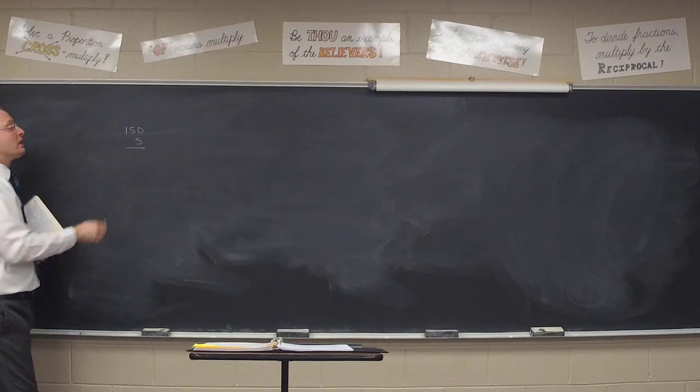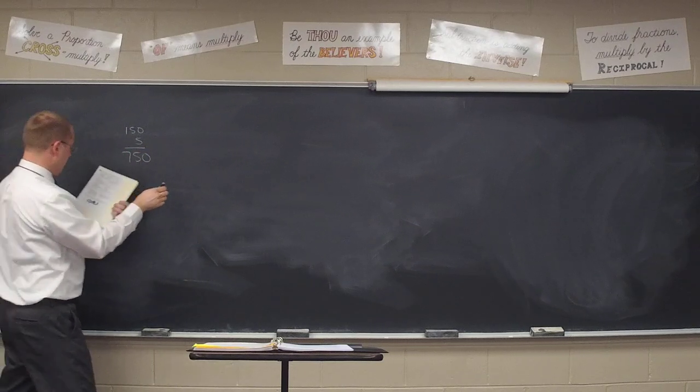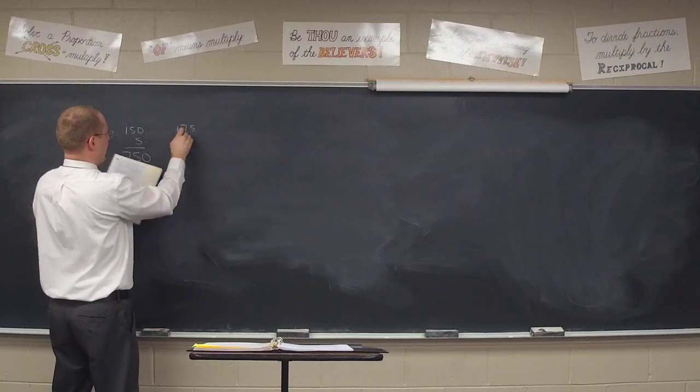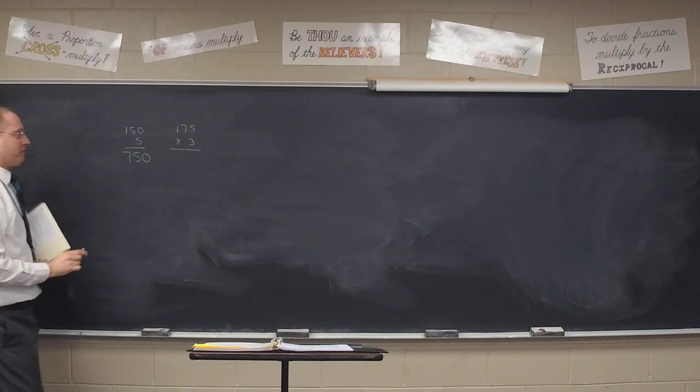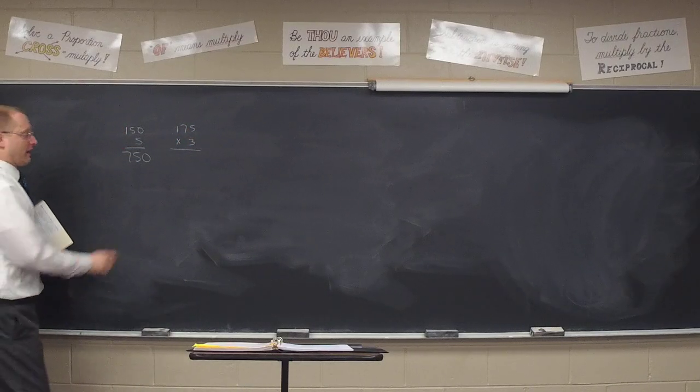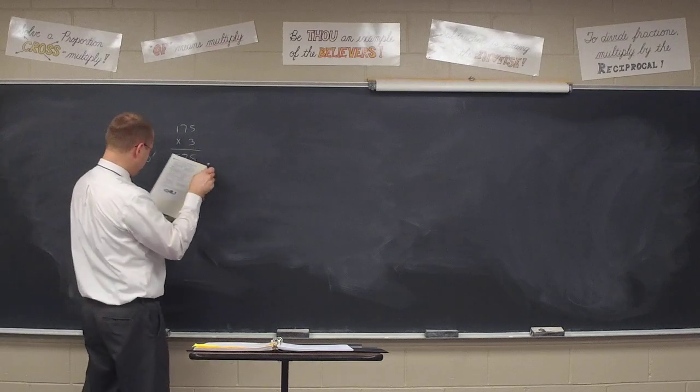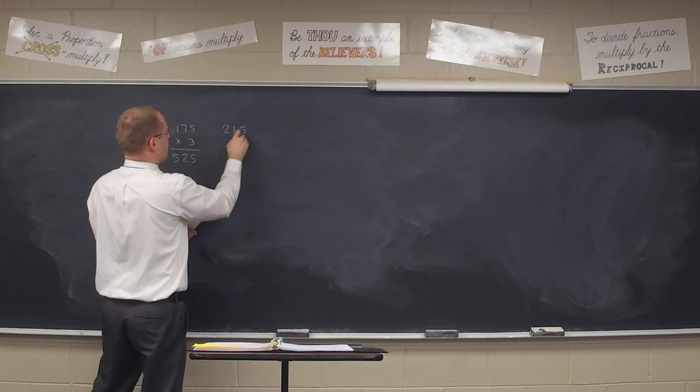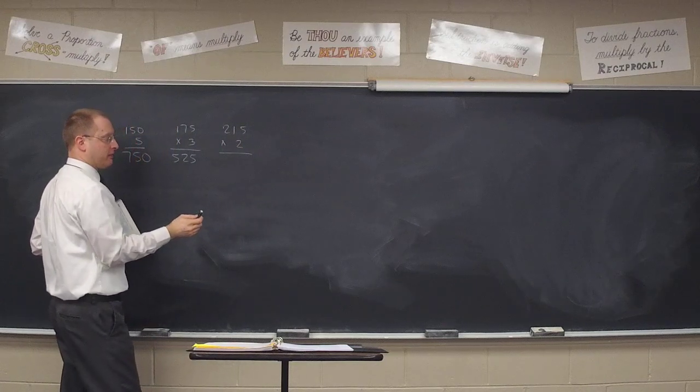Do it quickly. 750. 750. Okay, so that's those ones. Then we're also going to multiply the 175 times 3. Someone find that, call it out for us. 525, good. And then we're going to multiply the 215 by 2. Call that one out when you got it.